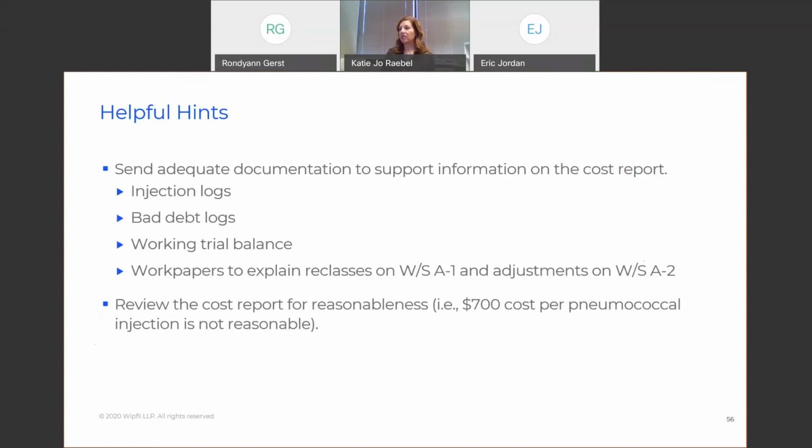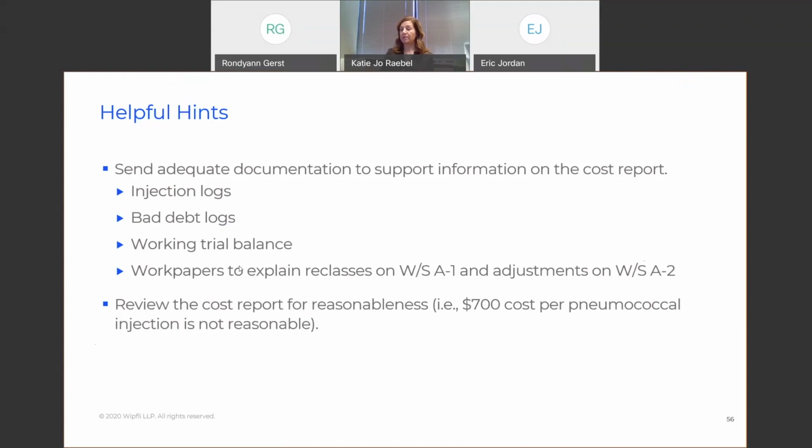Support for your injections, like your logs, your bad debts, again, your working trial balance, adjustments. Supporting documentation is really important, and again, keeping up on that from year to year. And of course, doing your own due diligence of reviewing the cost report for reasonableness, getting familiar with your cost report. How many of you, before you actually sign your cost report, have a good understanding of what goes into it and what your settlement is made up of?